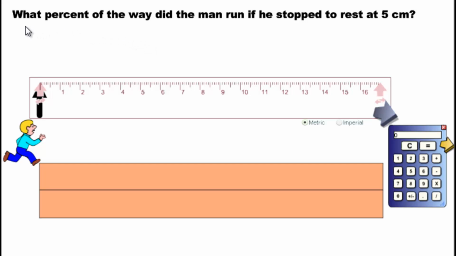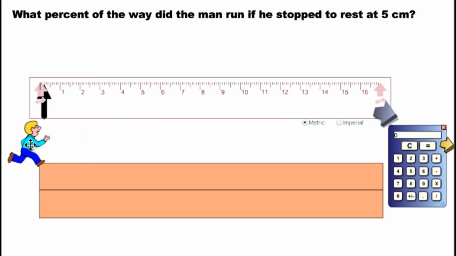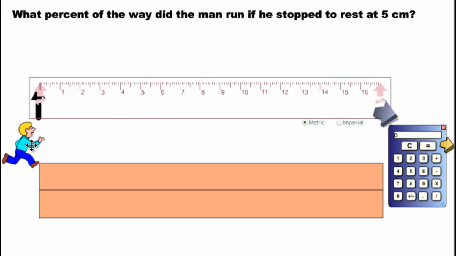The question asks, what percent of the way did the man run if he stopped to rest at 5 centimeters? In other words, if he starts over here and he goes to 5 centimeters, what percent is that distance of the total distance? If he ran all the way to the end, which is 100% of the way, we could say he ran 100% of the way.